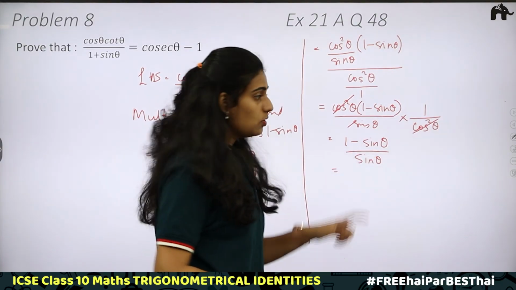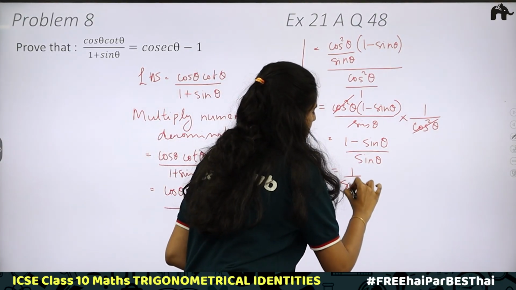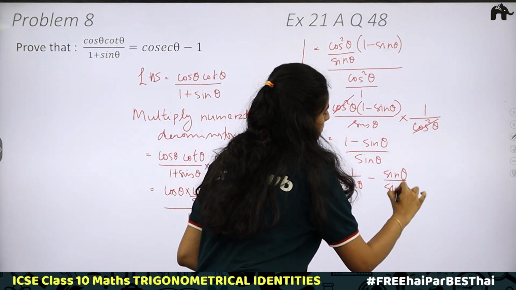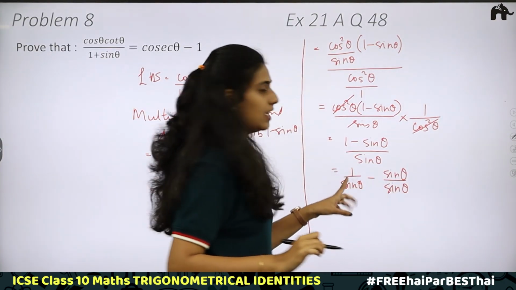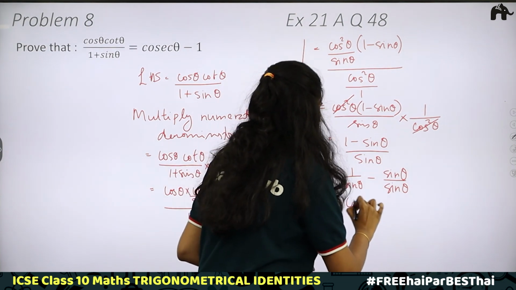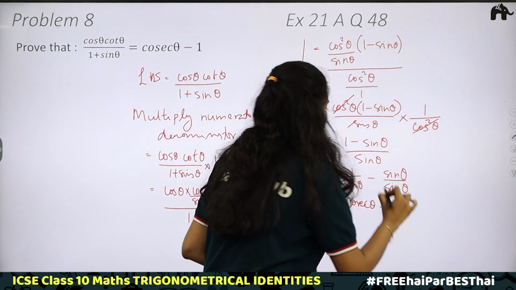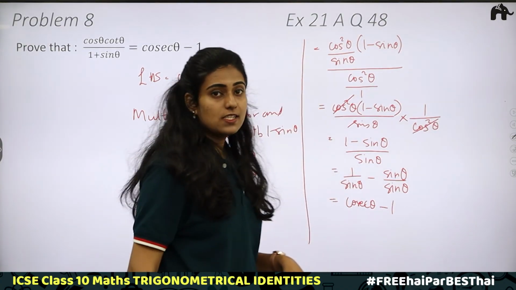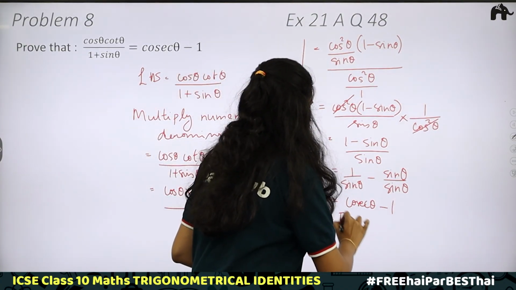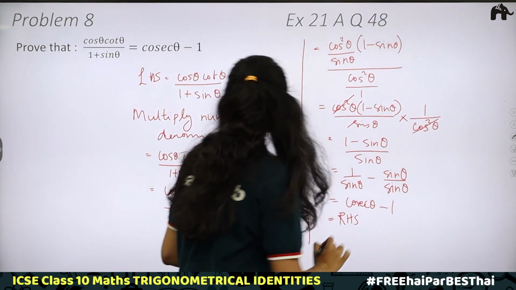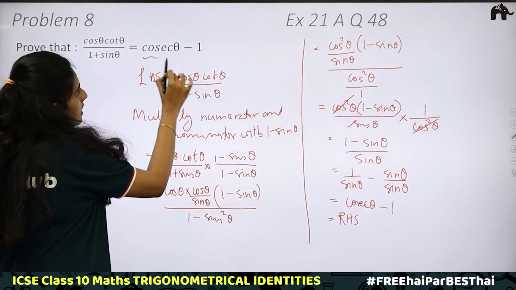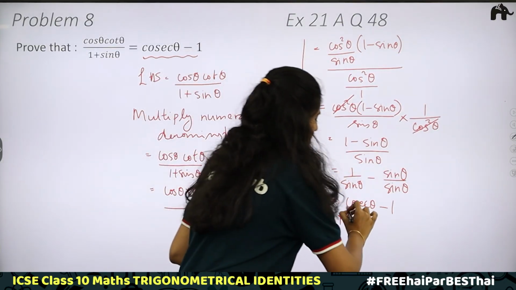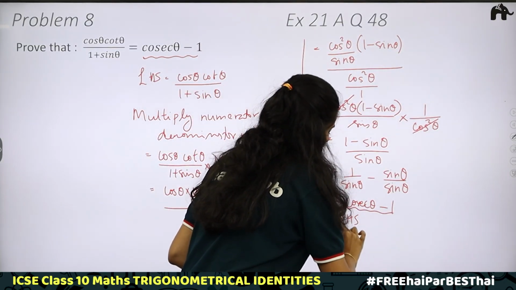That is equal to 1 by sin theta minus sin theta by sin theta. What is 1 by sin theta? 1 by sin theta is cosec theta. Cosec theta minus sin theta by sin theta, we get 1. Cosec theta minus 1, which is the right hand side. Okay. The right hand side we have cosec theta minus 1. We have got left hand side equal to right hand side, cosec theta minus 1. So, this is the proof.